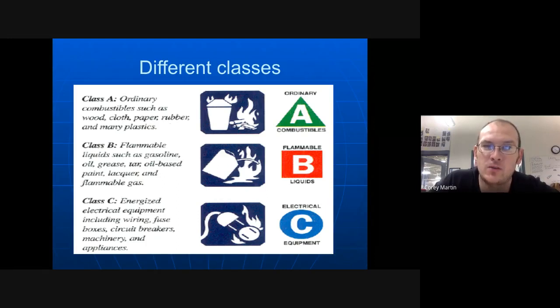Class B, which is what we typically will deal with the most in the automotive setting, is flammable liquids such as gasoline, oil, grease, tar, oil-based paint, lacquers, and any other flammable liquid form of gas. So everything on a car that's a liquid is going to be petroleum-based for the most part. We're talking about gasoline, diesel fuel, motor oils, transmission fluids, brake fluids, even some antifreezes are flammable if they get hot enough. So Class B, that's the red letter B, flammable liquids.